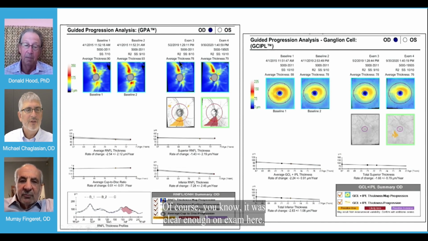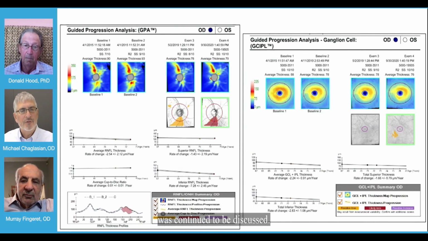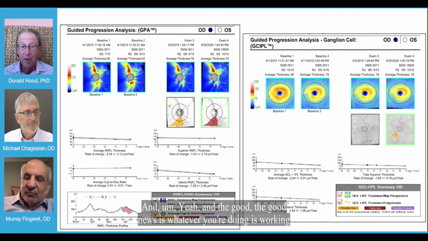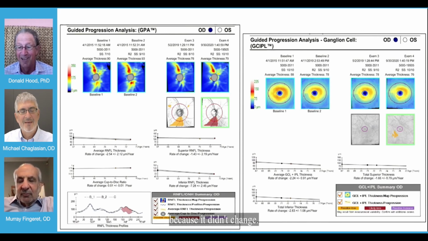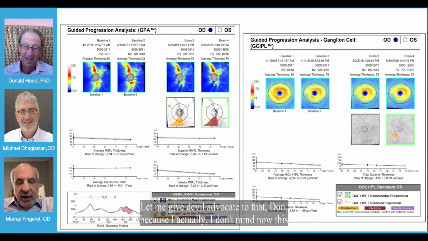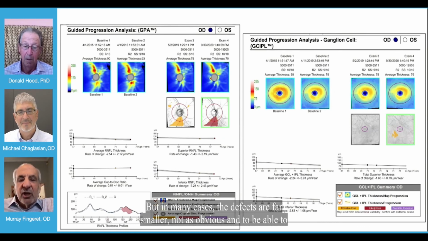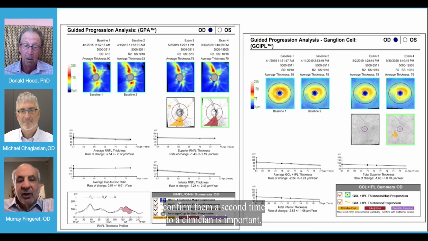Of course, it was clear enough on this exam, and this is when medications were added. Further treatment continued to be discussed. Unfortunately, the patient's somewhat resistant to that, and the good news is whatever you're doing is working because it didn't change. Let me play devil's advocate to that, Don. Now, this is an extreme example where a huge wedge defect developed. But in many cases, the defects are far smaller, not as obvious, and to be able to confirm them a second time is important to a clinician.